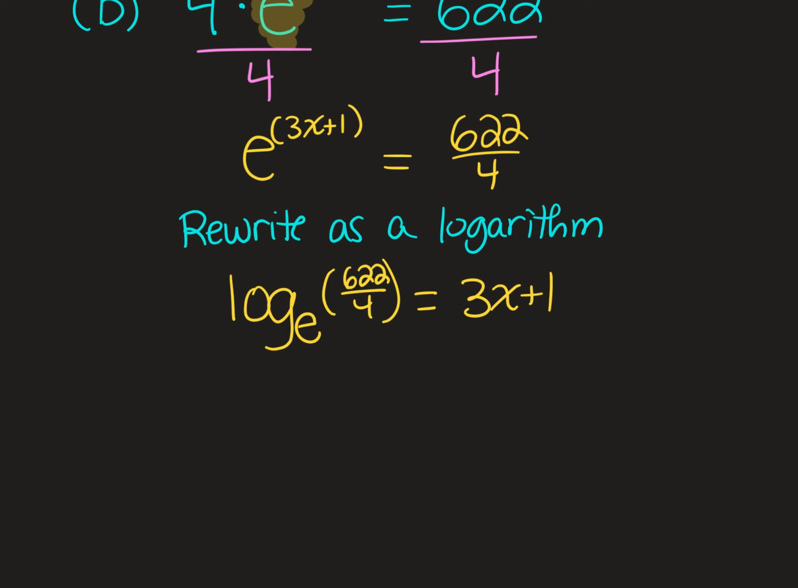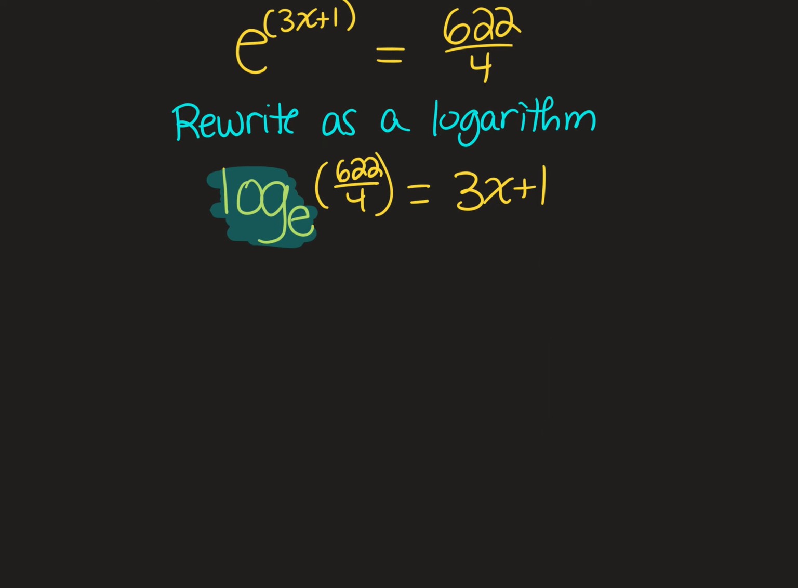And then yes, we should by now recognize that log base e is the natural log. And that is important to recognize because that's going to affect how you evaluate. So I'm going to write that as the natural log of 622 over 4 equals 3x plus 1. Now, regardless of whether you have that option in your calculator under math, everybody will evaluate this the same way. You're not going to choose log base and then put in e as your base. We're just going to use the natural log button that's on your calculator.